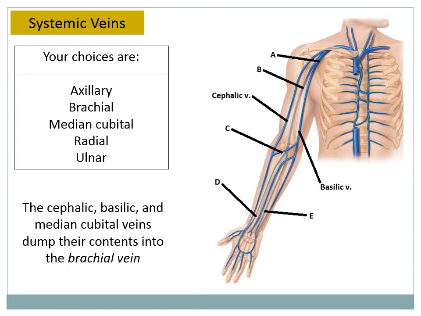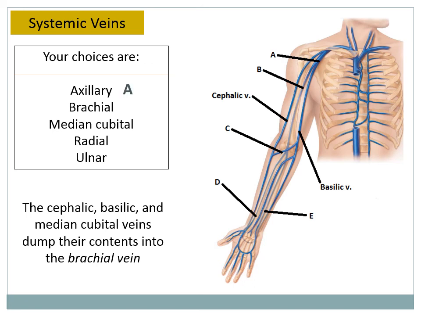So we're going to take a look here now at your arms, so your arm regions. We have these veins here. We have the axillary, the brachial, the median cubital, the radial, and the ulnar. Hopefully these terms make sense in terms of location. We also have the cephalic vein and the basilic vein as well. So what vein do you think A is?